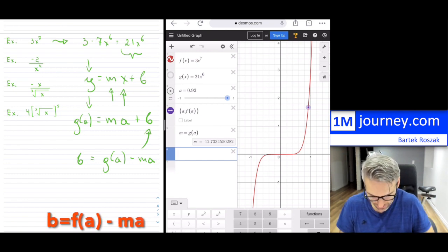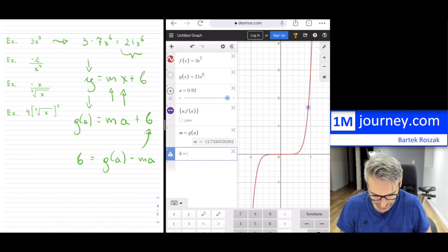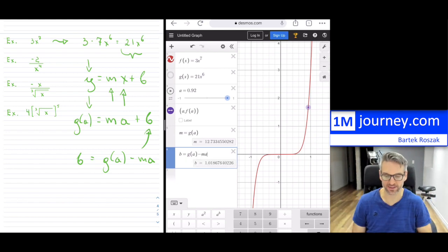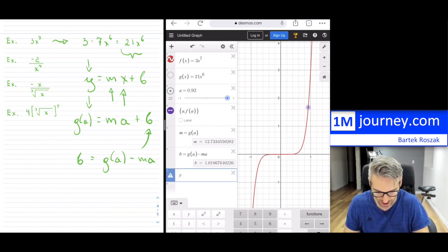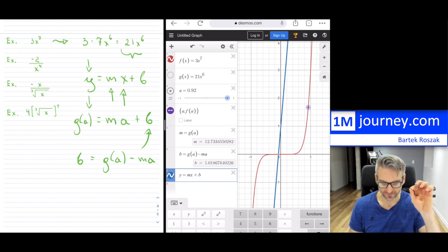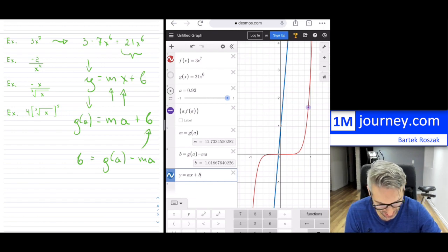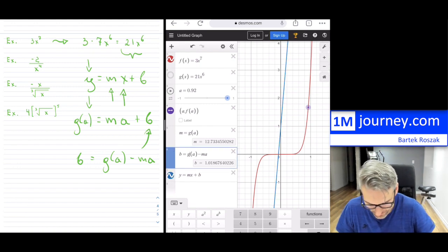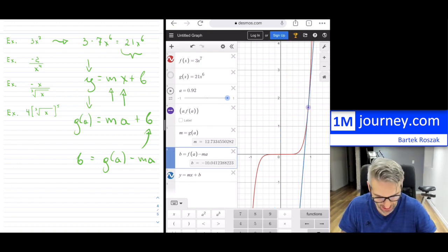So let me put it in here, b is equal to f at a minus ma. So this is now my y-intercept. And I can now plot y is equal to mx plus b. All right, so now this is the actual point that I have in here. That's my actual line. And now let me just make sure that everything is lined up. So this should be f(a). This is f at a, and there you go.